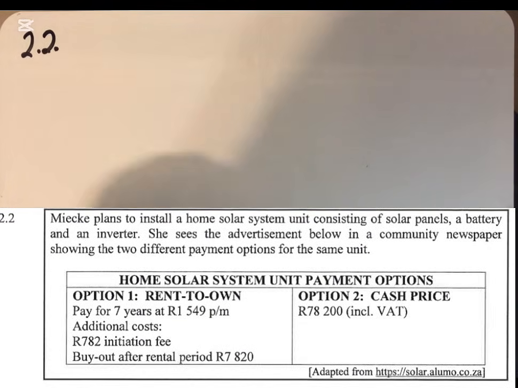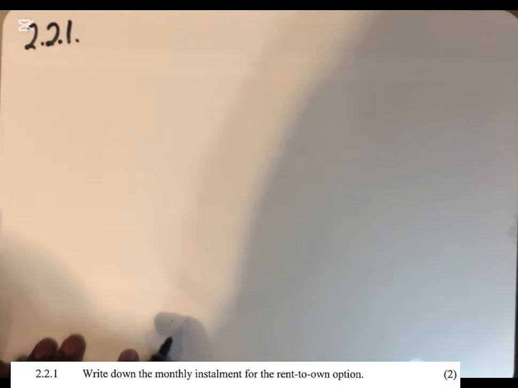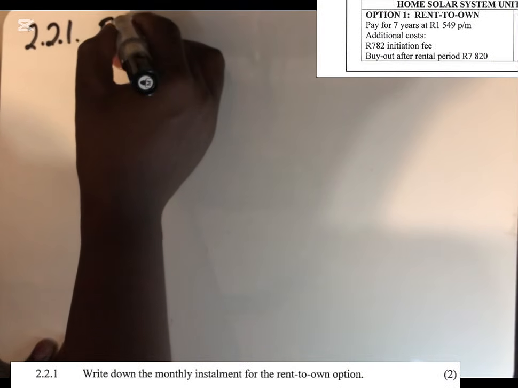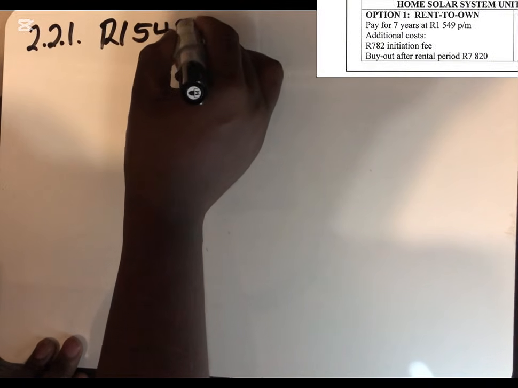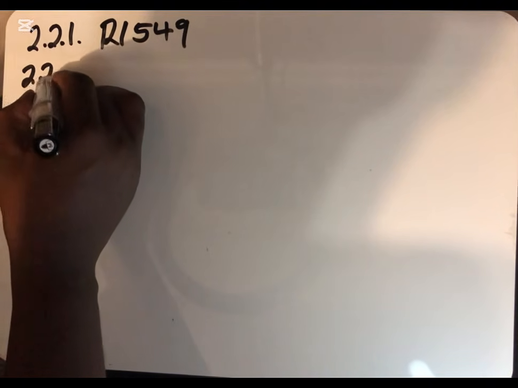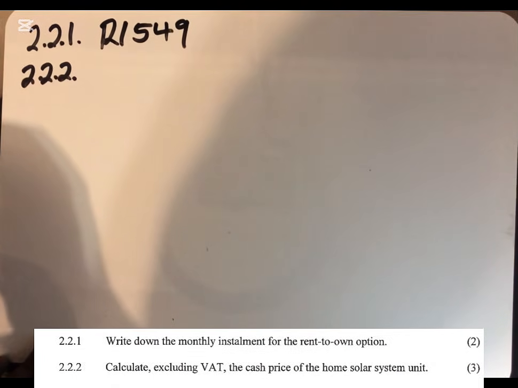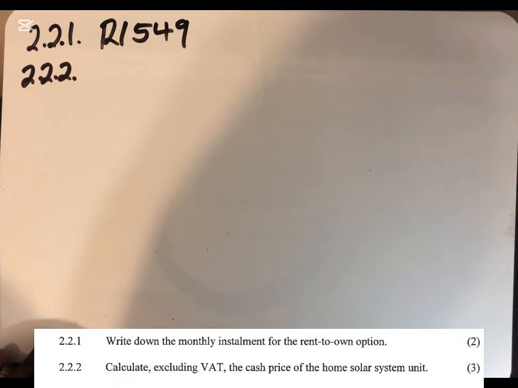So moving to the first question, it wants you to write down the monthly installment for the rent to own option. If we check here, it is 1,549. This is the monthly installment for the rent to own option.